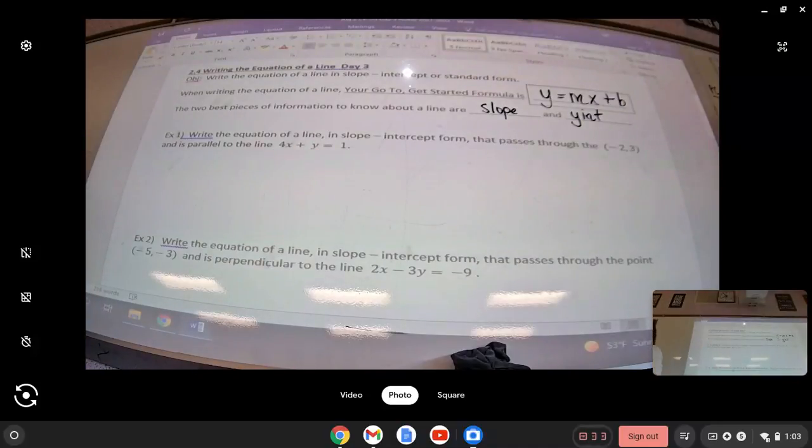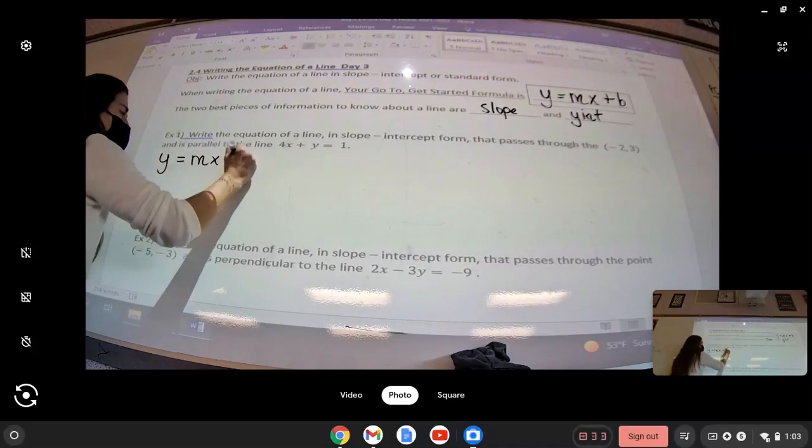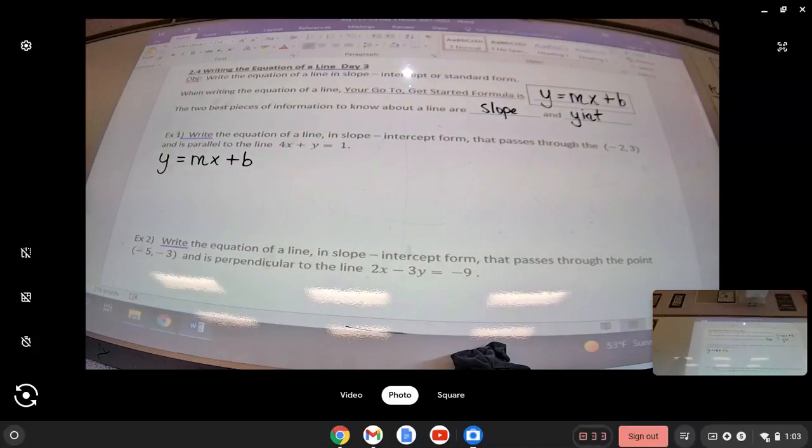All right, who's your go-to get started formula? Good. Don't be afraid to say it. Everybody should be saying it. So we need slope, M, and we need B. Guys, did they flat out tell you what the slope was here? No. Did they flat out tell you what the y-intercept is? No. And we know it's not this point because it would have to have an x-coordinate of 0 to be our y-intercept, and it doesn't. So it's a random point.